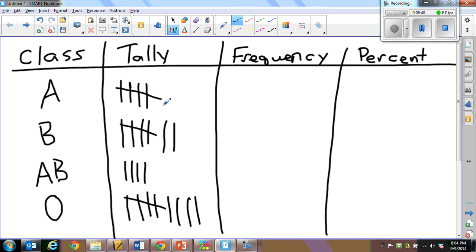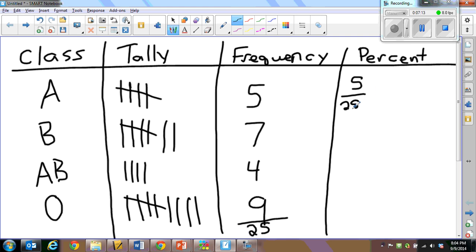So if I did this right, we count them up. Frequency, we have 5 of these, 7 of these, 4 of these, and 9 of these. It's a good idea. Add them up and double check. 5 and 7 is 12, plus 4 is 16, plus 9 is 25. And that is the number that was stated at the beginning. The percent, you just take however many the frequency was and divide it by how many there were. So we have 5 divided by 25.